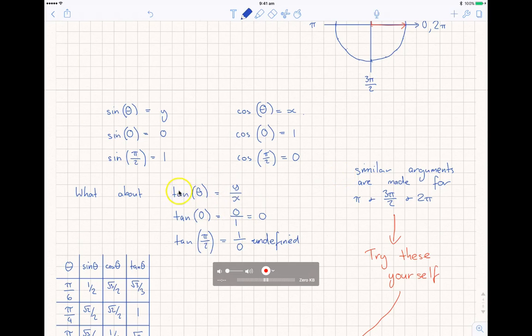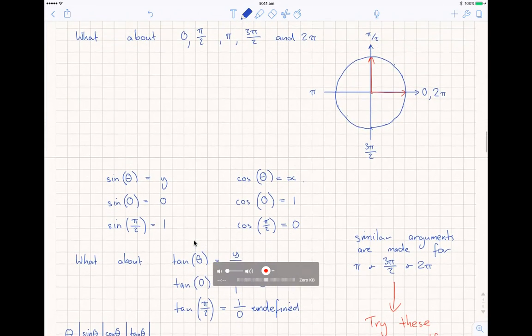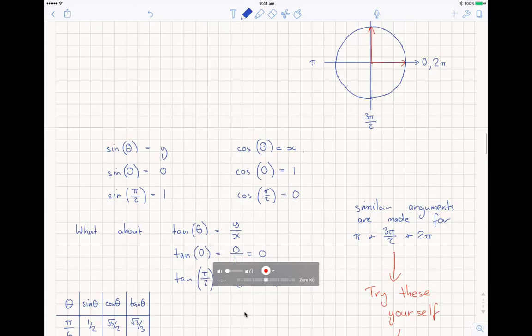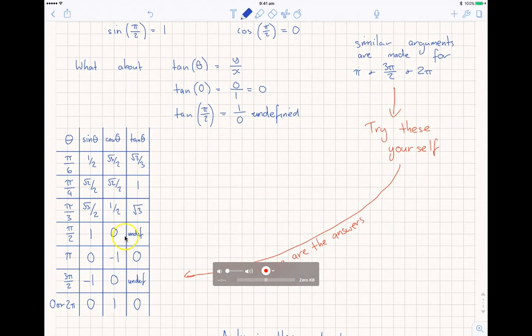Of course, when we consider tan, this is interesting because we get an actual undefined value. Remember that tan is y on x, or it's sine of theta divided by cos of theta. So when we consider the angle 0, the y value is 0, but the x value is 1. So 0 divided by 1 gives us 0 for tan of 0. Whereas if we consider tan of pi on 2, the y value is 1, but the x value is 0. If we divide anything by 0, we get an undefined value, which is why you have these points in your table where it's undefined.